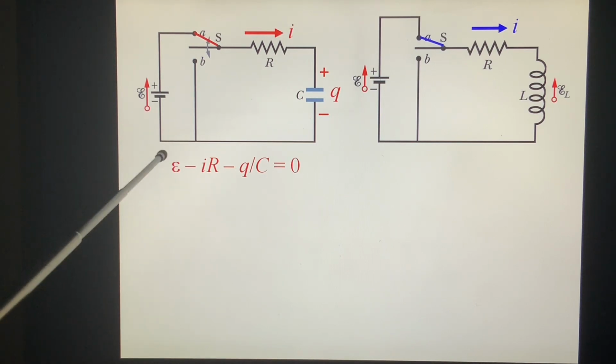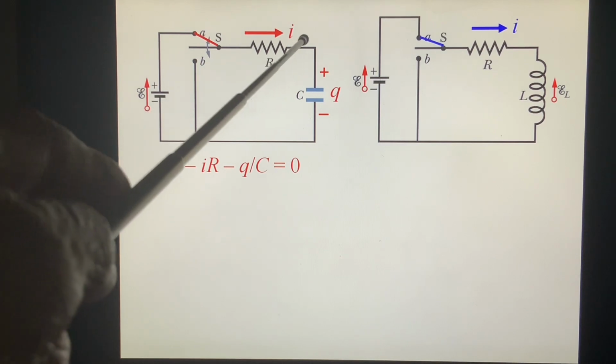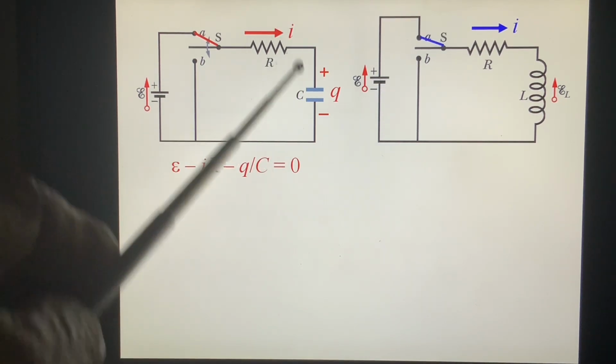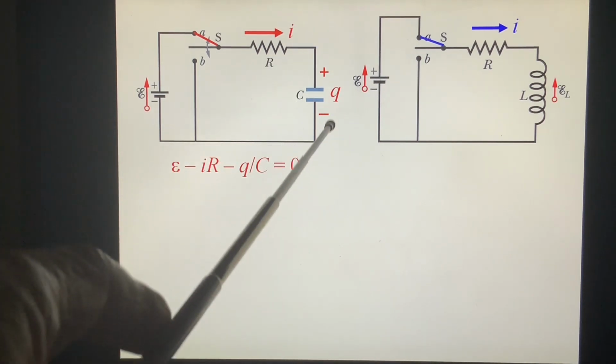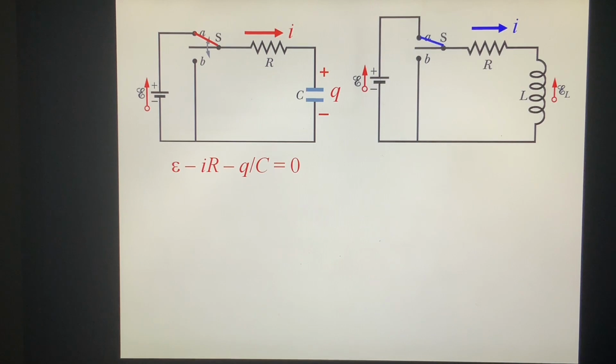Now we look at this related equation. From here, epsilon positive minus IR. This is, under this assumption, negative. So we go this one as negative V. V is Q over C. This is the differential equation for this circuit.